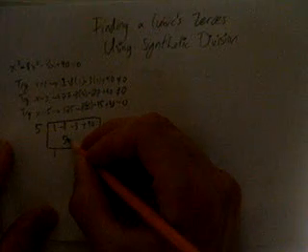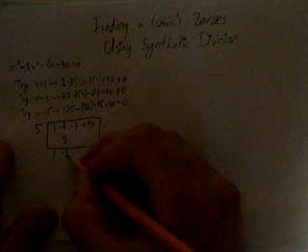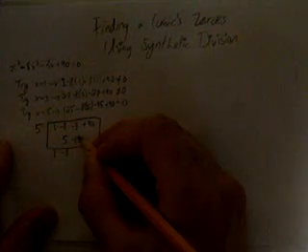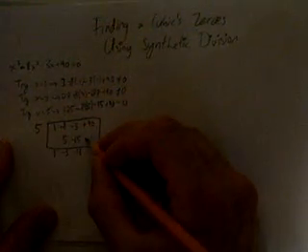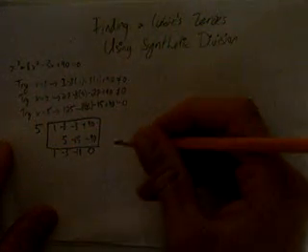Bring the 1 down. Multiply. 5 times 1 gives 5. Add. Negative 8 plus 5, negative 3. Multiply. 5 times negative 3 is negative 15. Add. Negative 18. Negative 18 times 5 is negative 90. Add. And sure enough, remainder 0.